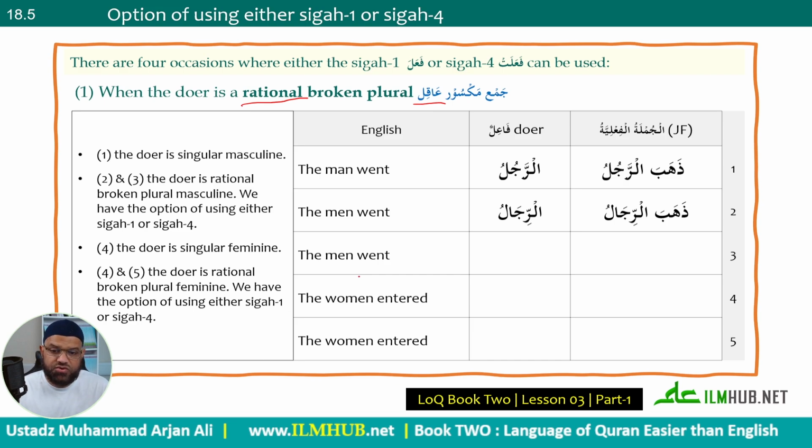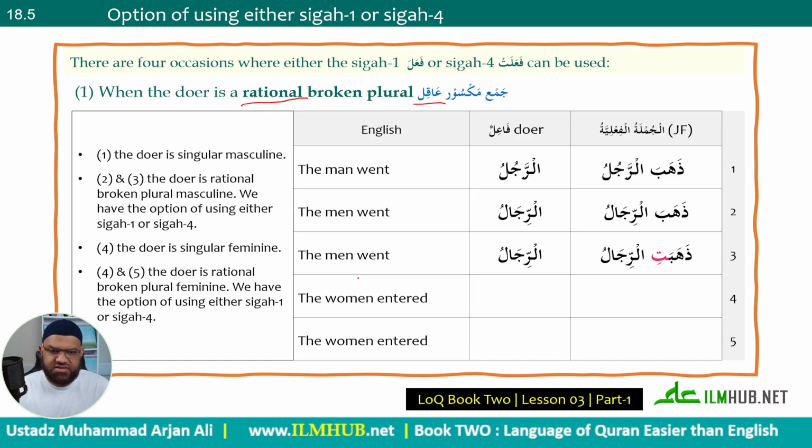However, I can also use the feminine here. I can say ذهبت الرجال. Again, don't let these things confuse you. Just be aware that that's how the language works: when it is a broken plural, you have the option of using both if it is rational. If it's not rational, as with the previous example, you follow the standard rule.